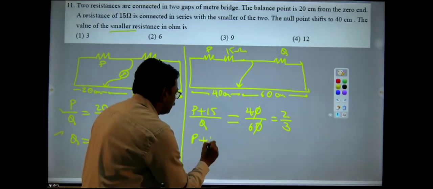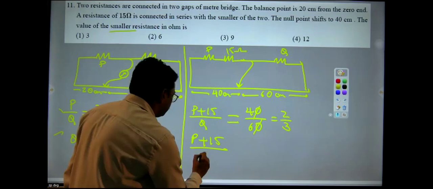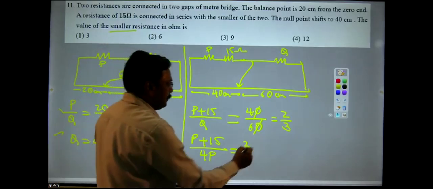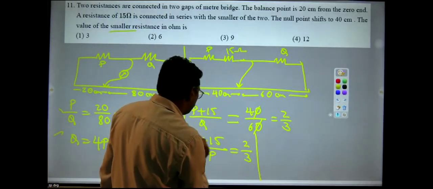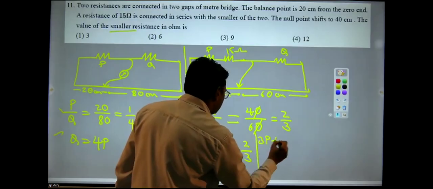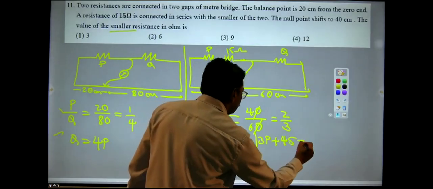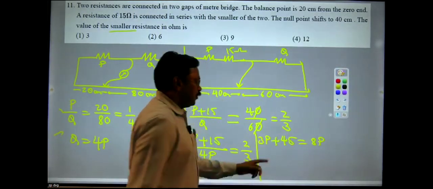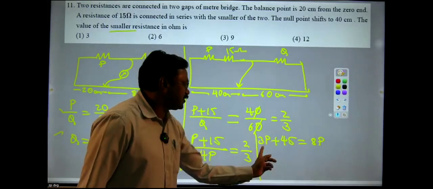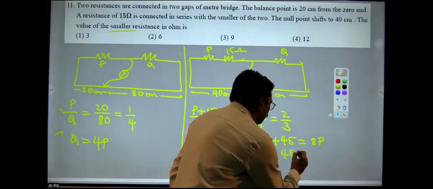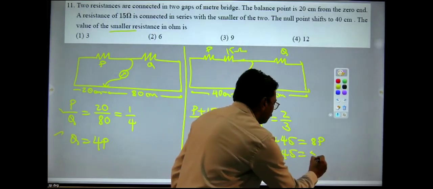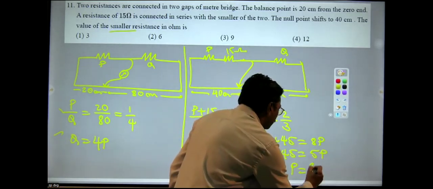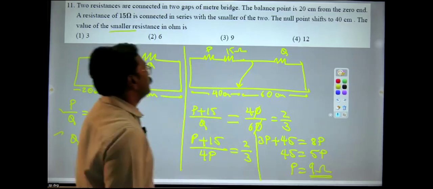So P plus 15 by 4P is equal to 2 by 3. Now cross multiply: 3 into P plus 15, that is 3P plus 45, is equal to 4P into 2, which is 8P. So 3P plus 45 is equal to 8P. Take this 3P to the other side of the equation. We have 45 is equal to 8P minus 3P, that is 5P. We can cancel 5 and 45. You get P is equal to 9. So the smaller value of resistance is equal to 9 ohm.